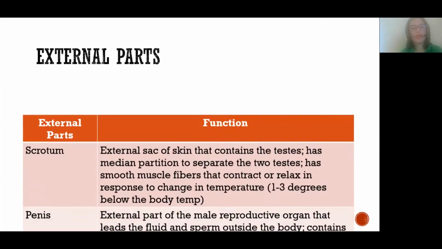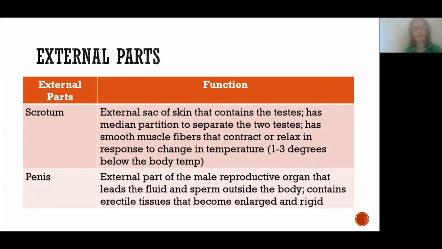Okay, then for the external parts, of course, we have the scrotum and penis. The scrotum is the external sac of skin that contains the testes. Okay, it has a partition to separate the two testes, and it has smooth muscle that contracts or relaxes in response to a change in the temperature. So take note that it should be 1 to 3 degrees below the body temperature.